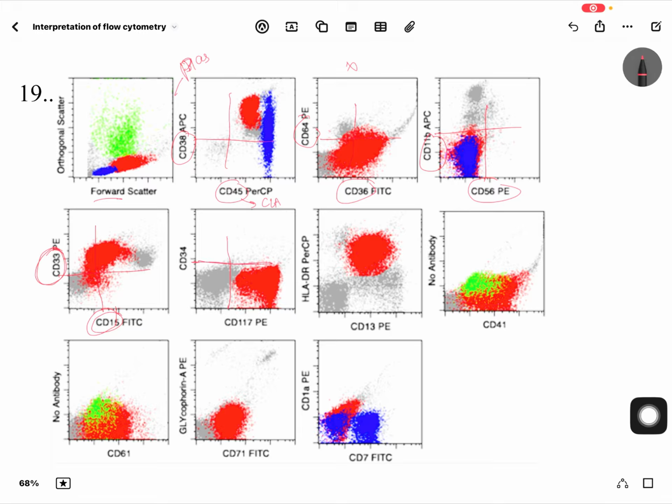CD33 is positive, CD15 is also positive. If you divide it, CD117 is positive. CD33 is which marker? Myeloid marker. Okay, CD117 is also a myeloid promyelocytic marker. And then if I divide it again, then HLA-DR, it is a blast marker which is positive, and CD13 is also positive. CD13 is again a myeloid marker. HLA-DR is a marker of blasts. Okay, and CD41 is a marker of platelets. Platelets are also present.